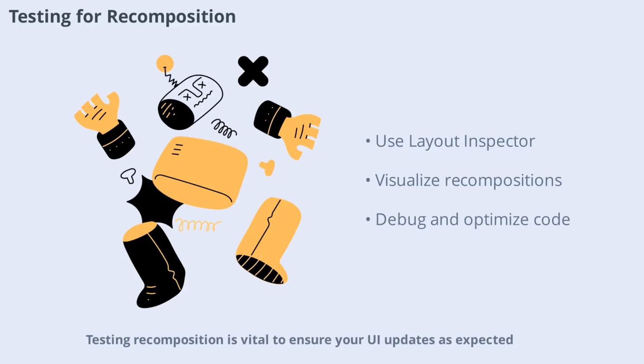Testing recomposition is vital to ensure your UI updates as expected. You can use print statements or logging to check when recomposition occurs, but tools like Android Studio's Layout Inspector provide real-time insights. These tools help you visualize which composables are recomposing, making it easier to debug and optimize your code. By regularly testing and monitoring recomposition, you can catch performance issues early and maintain a responsive app.